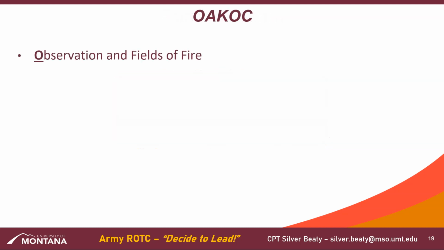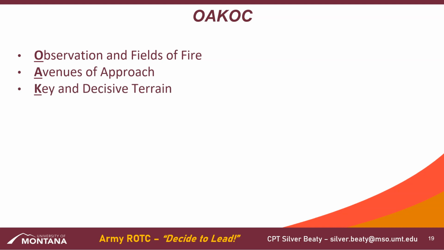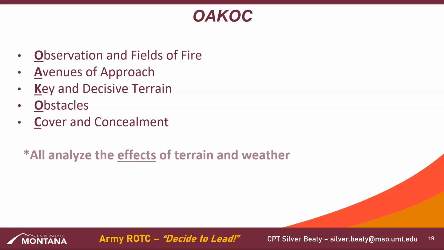And then moving into OAKOC. So these are your observation and fields of fire, the different avenues of approach, your key and decisive terrain, your obstacles, and then cover and concealment. Now remember, cover protects you from physical harm, concealment just protects you from observation. Two different things. But all of these analyze the effects of your terrain and weather on your mission. So we're just going to continue breaking things down even more here.